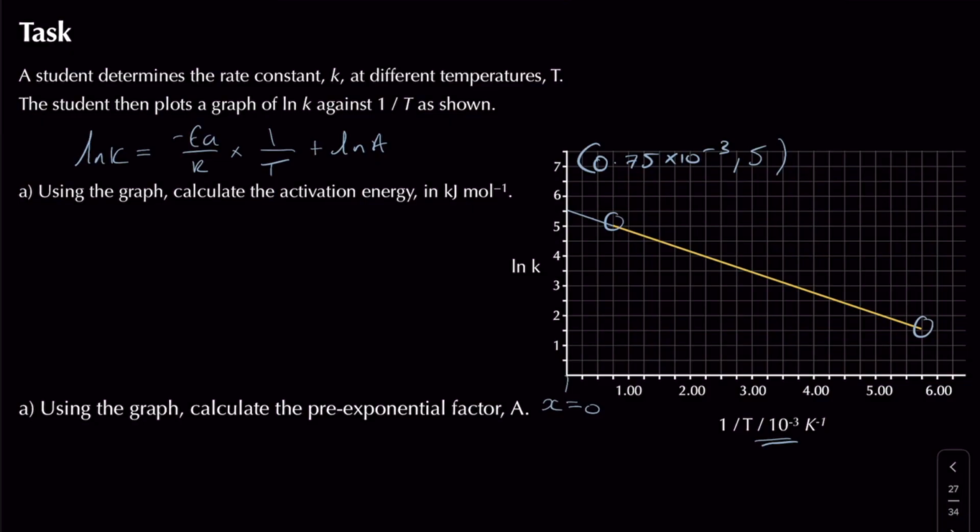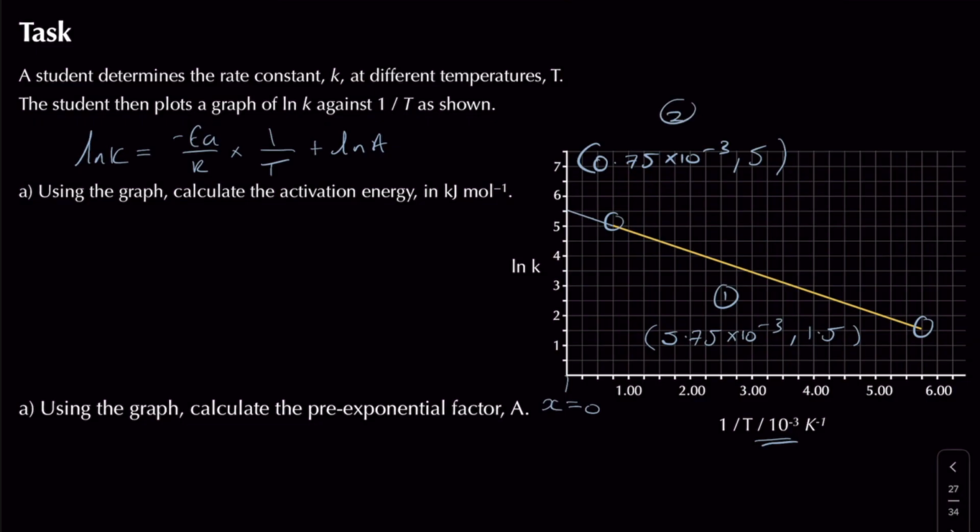I do the same thing on the other side. Of course, I've got 5.75 on that coordinate there, times 10 to the power of minus 3. And then don't forget as well that your y-axis is going to have a value over here as 1.5. So yeah, of course, I'm going to label these coordinates. We'll go with that one being 1. That's going to be 2.